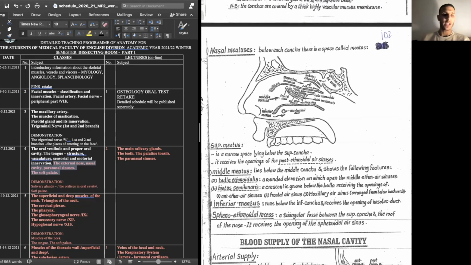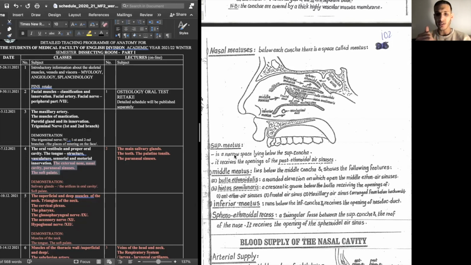Sphenoid air sinus. You see here, paranasal sinus. The paranasal sinuses are basically the frontal, the ethmoidal, the maxillary, and the sphenoidal. And we have discussed where each and every one of them opens up. Now, the ethmoidal is made up of three parts: the anterior, the middle, and the posterior. The anterior ethmoidal opens at the hiatus semilunaris. The middle part opens at the bulla ethmoidalis, and the posterior part opens at the superior meatus.